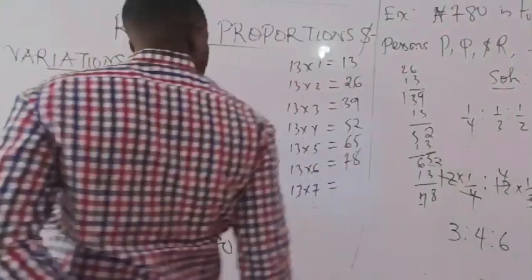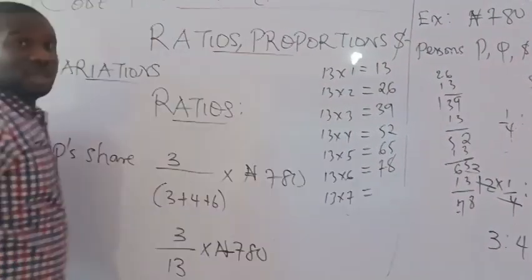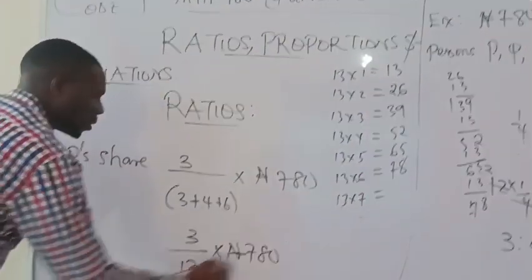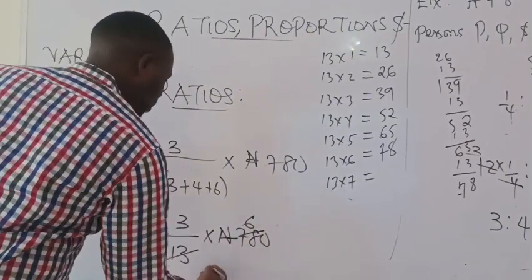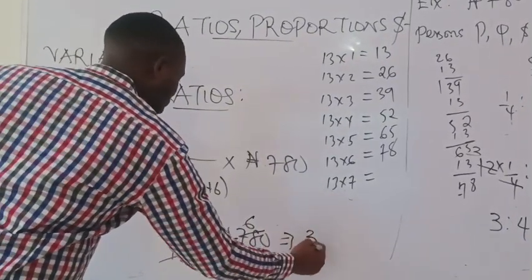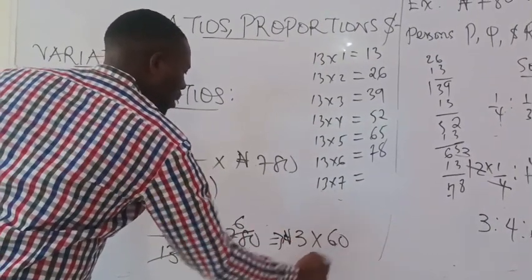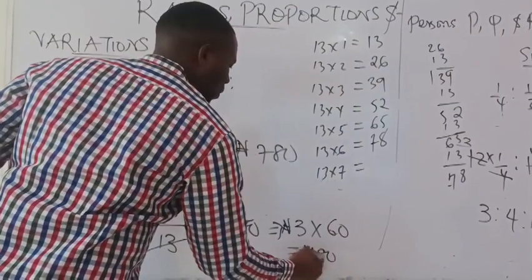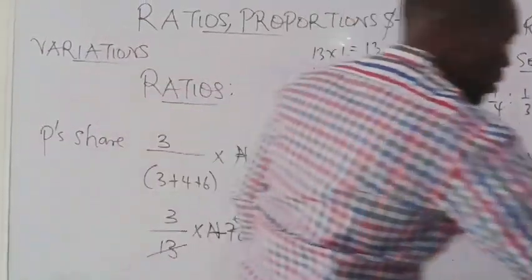So I do know that 78 divided by 13 would go 6 times. So I could get 6 13s in 78. So this is 6, and I'm left with 3 times 60, that is, 3 times 6, which is 18, and taking this 0 in front, P's share will be 180.